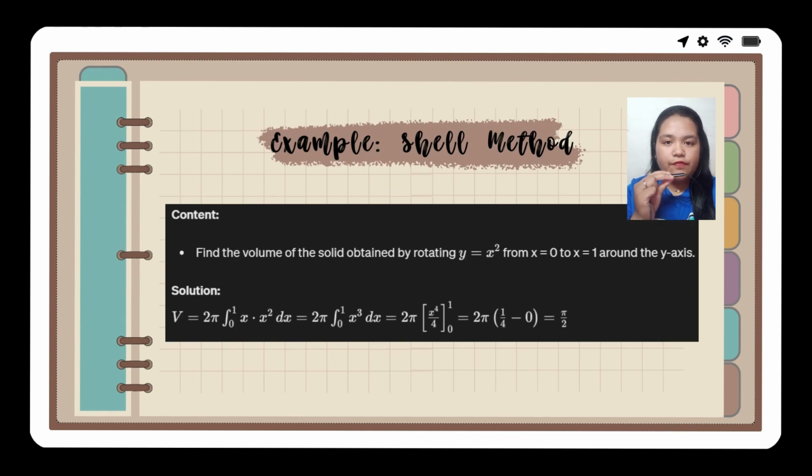Let's solve a problem using the shell method. We need to find the volume of the solid obtained by rotating y equals x squared from x equals 0 to x equals 1 around the y-axis. Using the formula, we set up the integral as V equals 2 pi times the integral from 0 to 1 of x times x squared dx, which simplifies to 2 pi times the integral from 0 to 1 of x cubed dx. Solving this, we get 2 pi times the quantity x to the fourth power over 4, evaluated from 0 to 1, equals pi over 2.